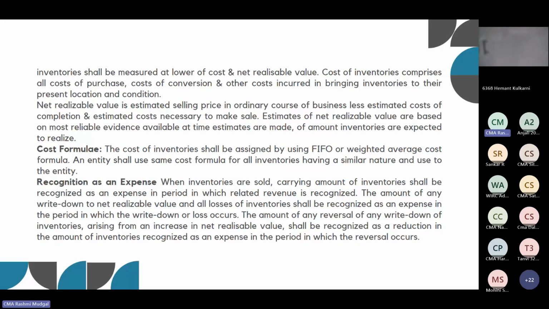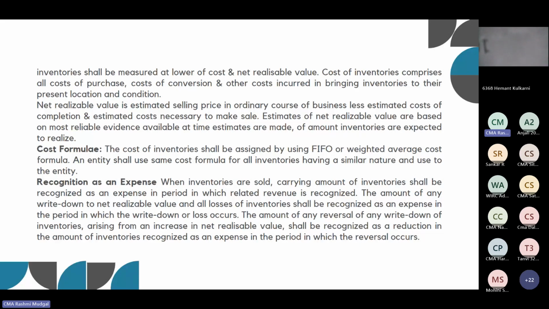What is the cost formula? The cost of inventory shall be assigned using the FIFO or weighted average method. You can take either of these two. An entity shall use the same cost formula for all inventories having a similar nature and use to the entity. You can't say that this month I'm taking the FIFO method and next month the weighted average method. I have to decide it and disclose it in my financial reporting as per the accounting standard, Ind AS 1.